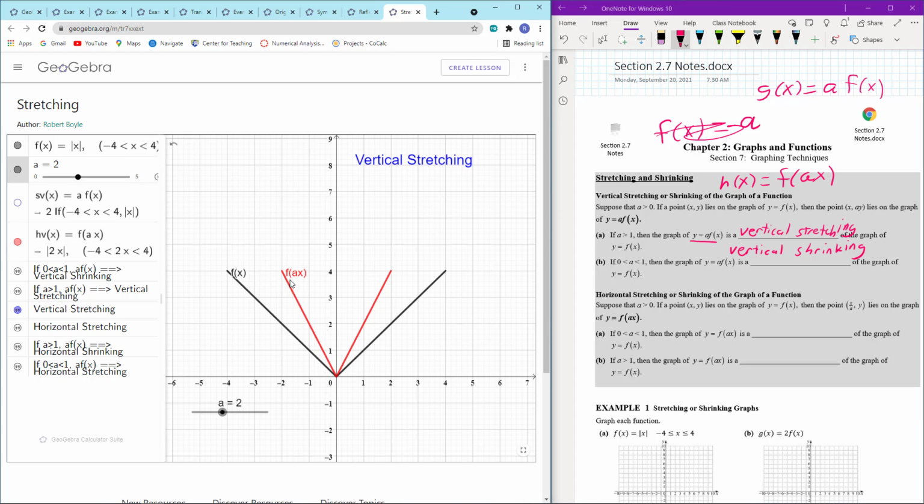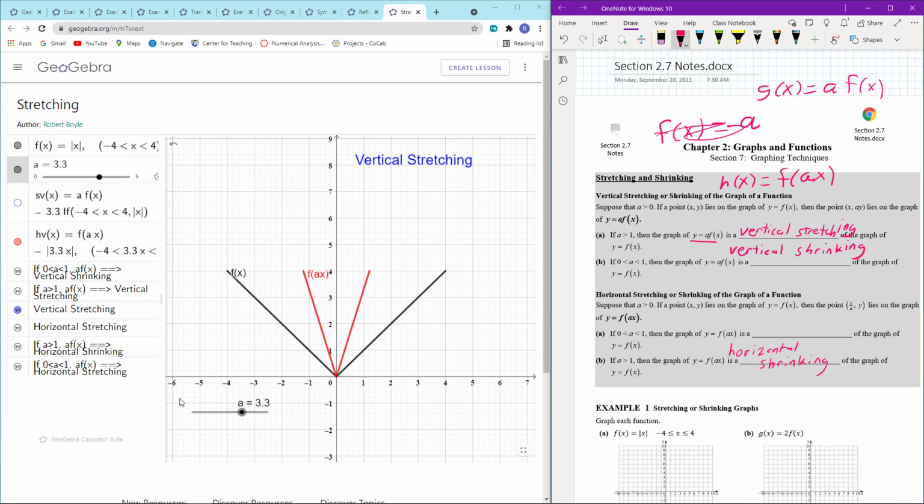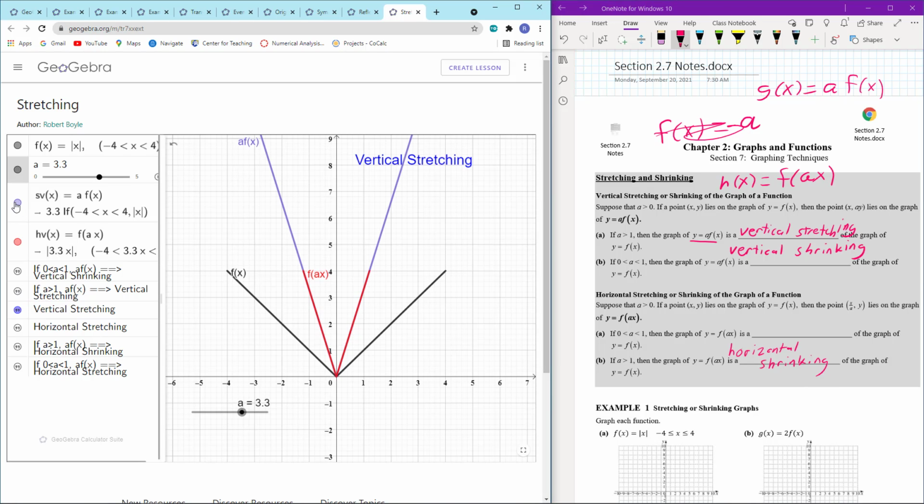But what you can see is that we are shrinking horizontally. It's getting small. The domain is getting smaller and smaller. So when a is greater than 1, we have a horizontal shrinking. However, notice the range never changes. The value of h in this particular case never gets above 4, unlike the value of g, which will get higher and higher and higher, even though they have the exact same shape. H stops here. The g just keeps on going.